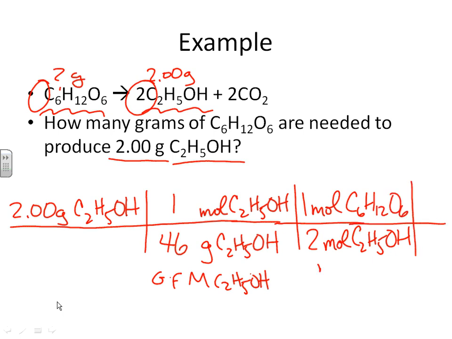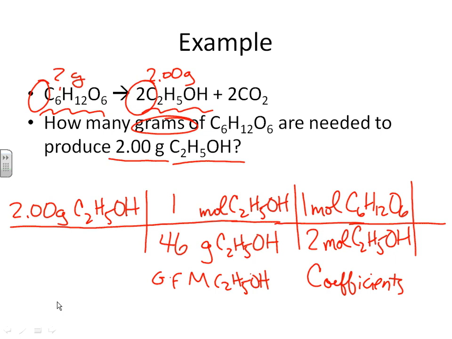This is where we use coefficients. This is the second step, because coefficients are a molar ratio. This gets us to moles of glucose if we were to stop here, but we don't want moles of glucose. It's asking how many grams of glucose we have.